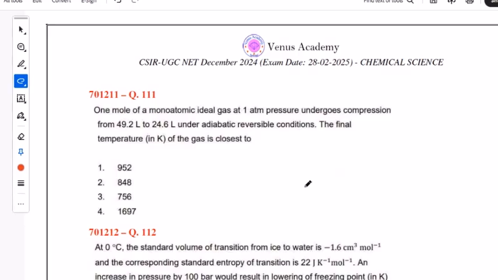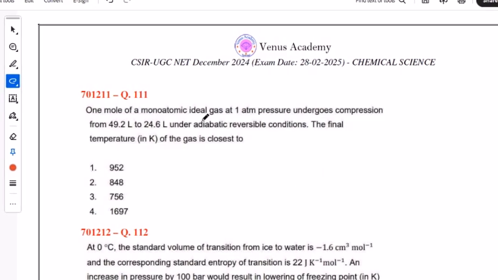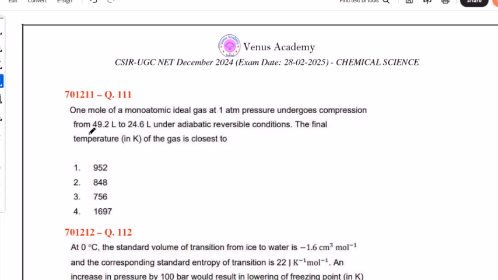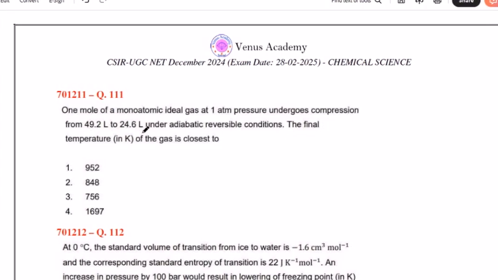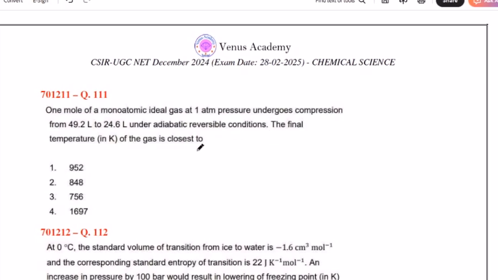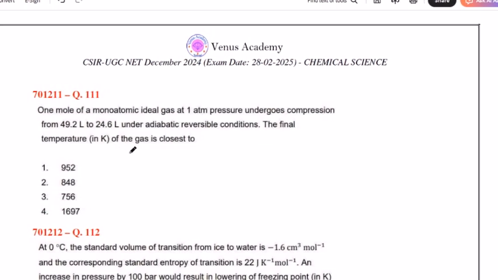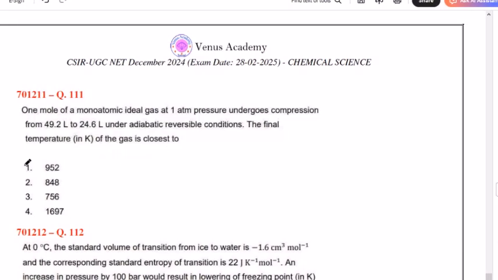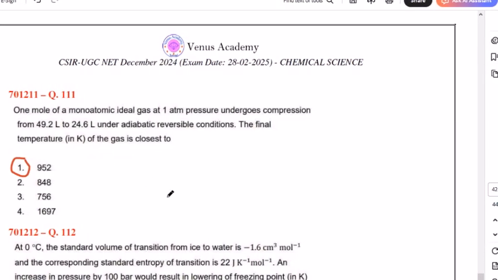Next, 1 mole of a monoatomic ideal gas at 1 atmosphere pressure undergoes compression from 49.2 liters to 24.6 liters under adiabatic reversible conditions. The final temperature in K of the gas is closest to. Option number 1, 952 is correct option, friends.